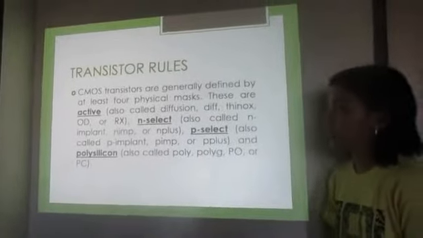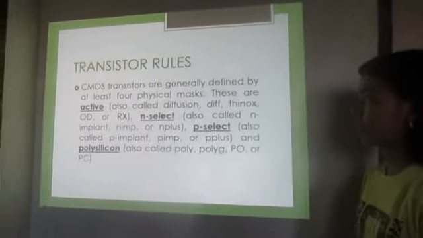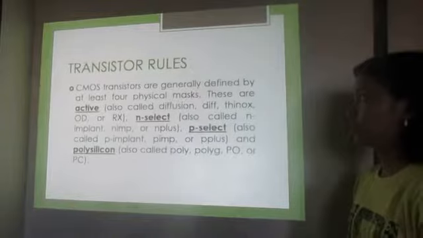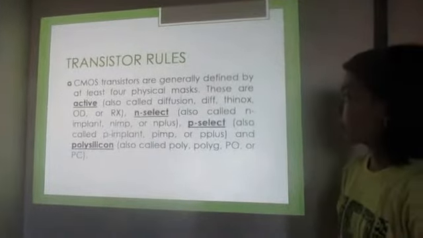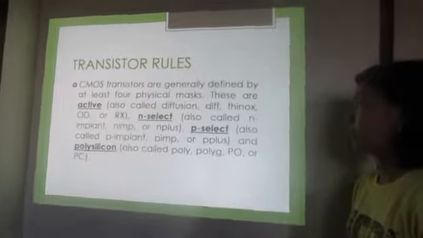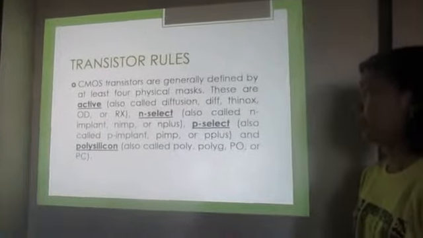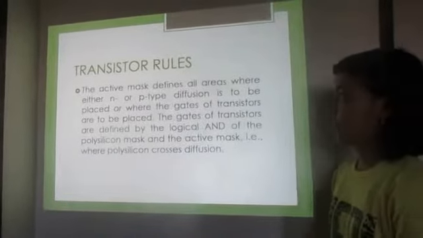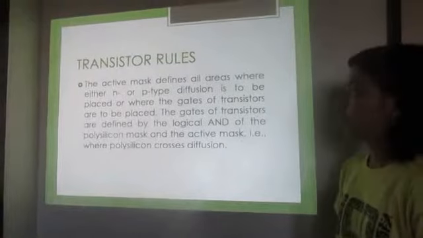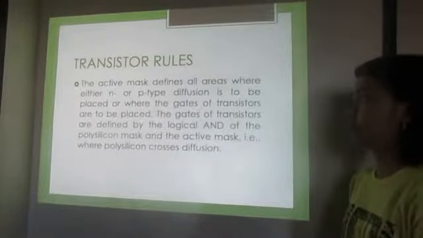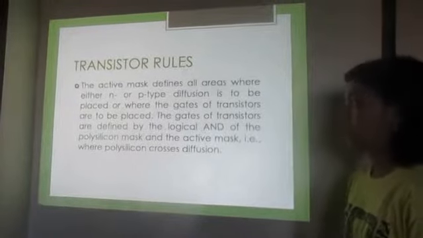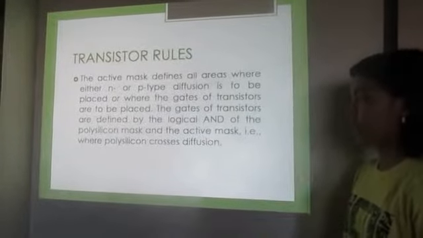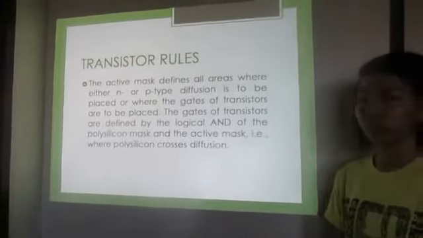Under the transistor rules, the CMOS transistors are generally defined by at least 4 physical masks. These are the active, also called diffusion, N-select, also called N implant, P-select, also called P implant, and polysilicon, also called poly. The active mask defines all areas where either N or P-type diffusion is to be placed, or where the gates of transistors are to be placed. The gates of transistors are defined by the logical AND of the polysilicon mask and the active mask, where polysilicon crosses diffusion.